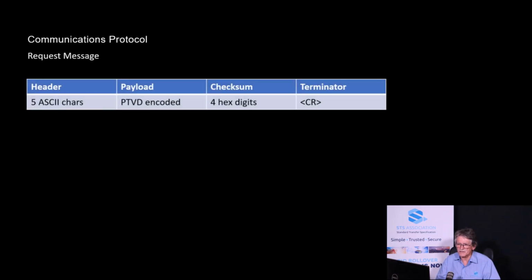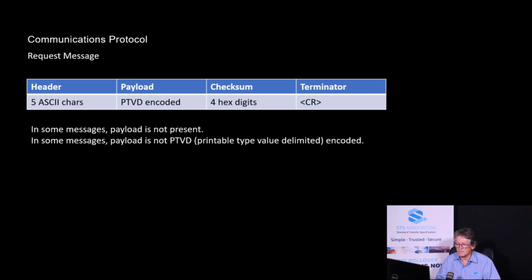We look at the communications protocol. The request message essentially has a header, a payload, a checksum, and a terminator. The header is 5 ASCII characters. The payload is PTVD encoded. We'll talk about that a little while later. Checksum is 4 hexadecimal digits, and then the terminator is a carriage return. In some messages, payload is not present, and in some messages, payload is not PTVD, or printable type value delimited, encoded. These are made clear in the document itself, which ones are and which ones are not PTVD encoded.